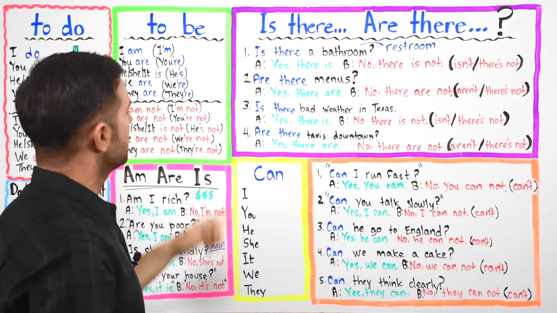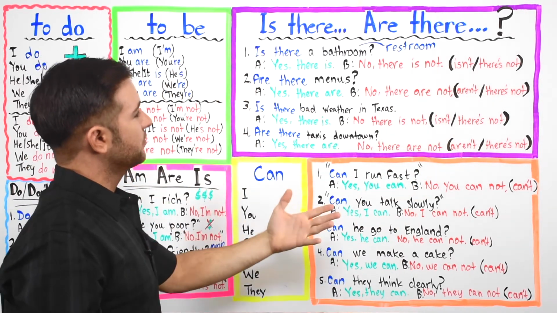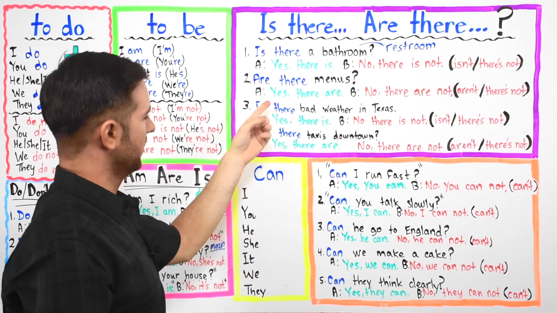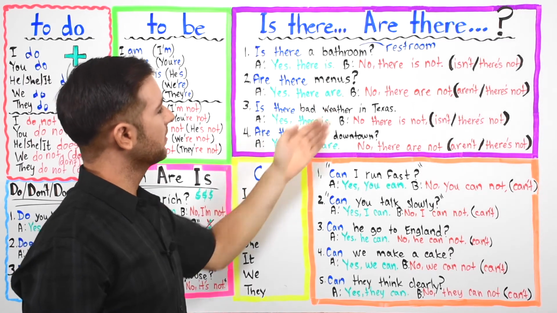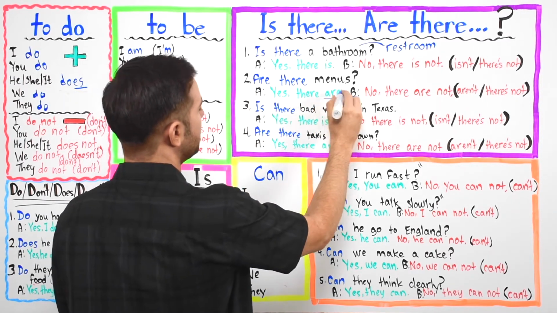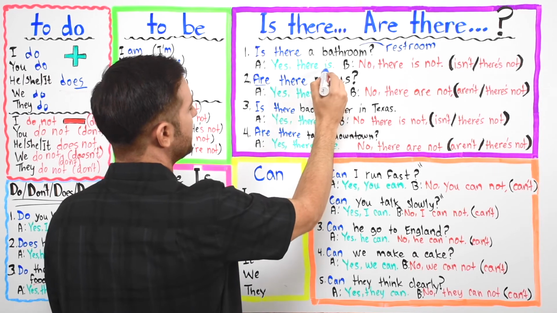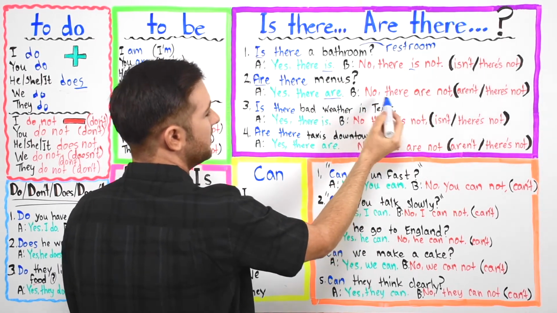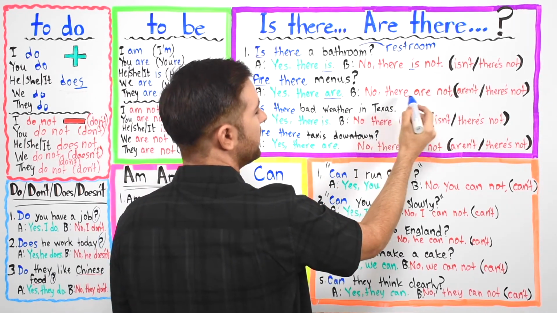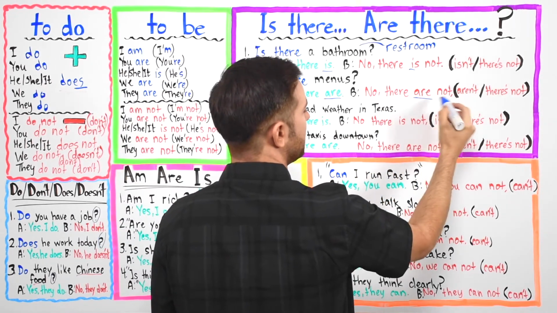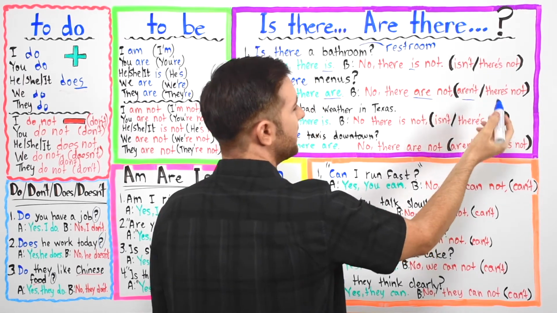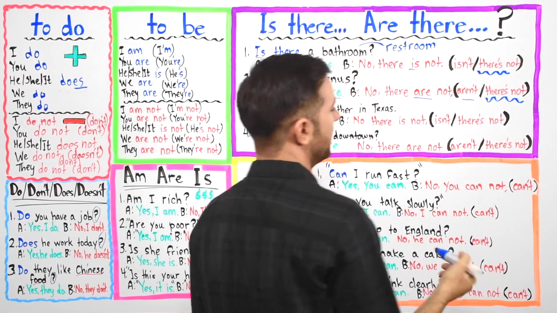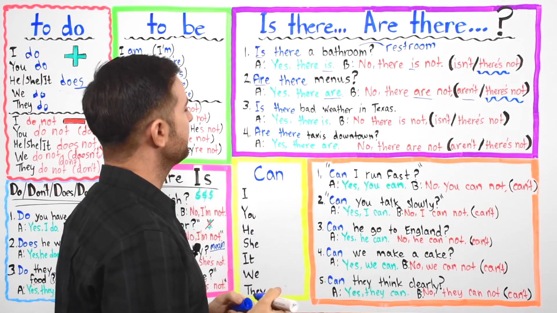Okay? Number 2, you are at a restaurant. Are there menus? Are there menus? And as a response, yes, there are. Okay? See how we use are here and are here? And up here we used is and is. Okay? And you can say in the negative form, no, there are not. Or you could say, no, there aren't. Or you could say, like up here, no, there's not. Okay? So you can do it however you want.